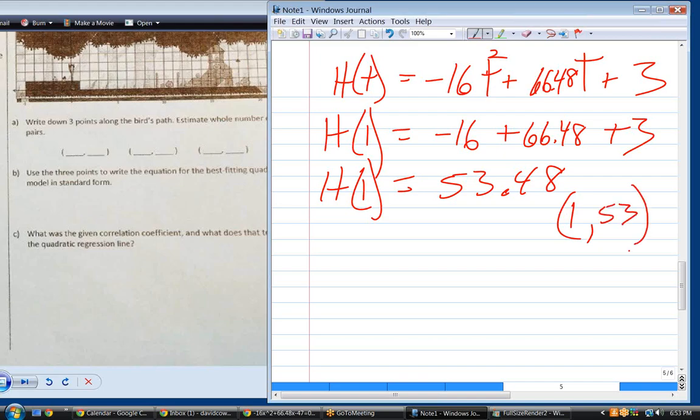I don't think it has anything to do with the equation that we just found. Is this a new problem? Yeah.